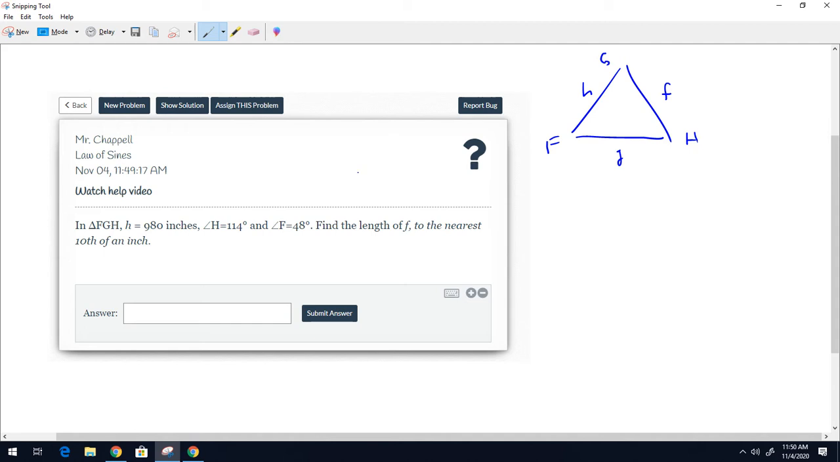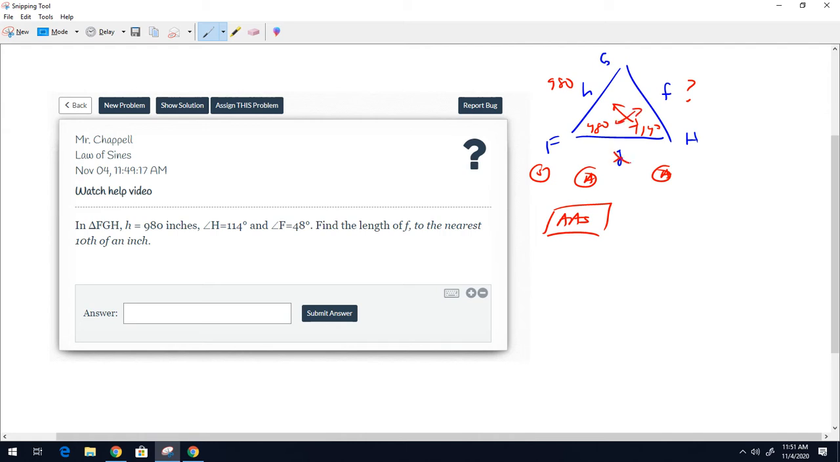And now fill in the things you know. So now I know that h is 980 inches. I know that angle H is 114 degrees. I know that angle F is 48 degrees. And they want the length of f. So this would be angle, side. This is angle, side, which is a law of sines situation. So I know both h's. I want to find f, and I know angle F. So I am in business.